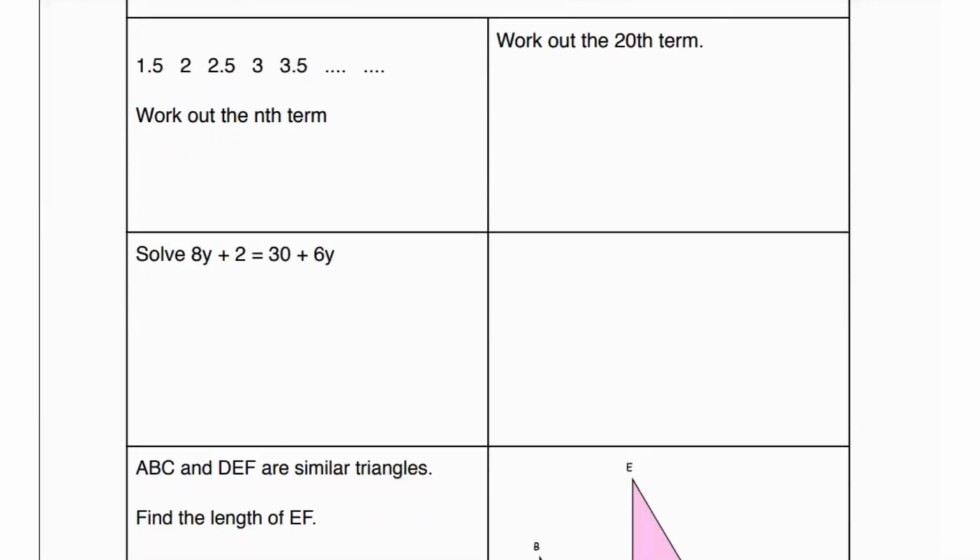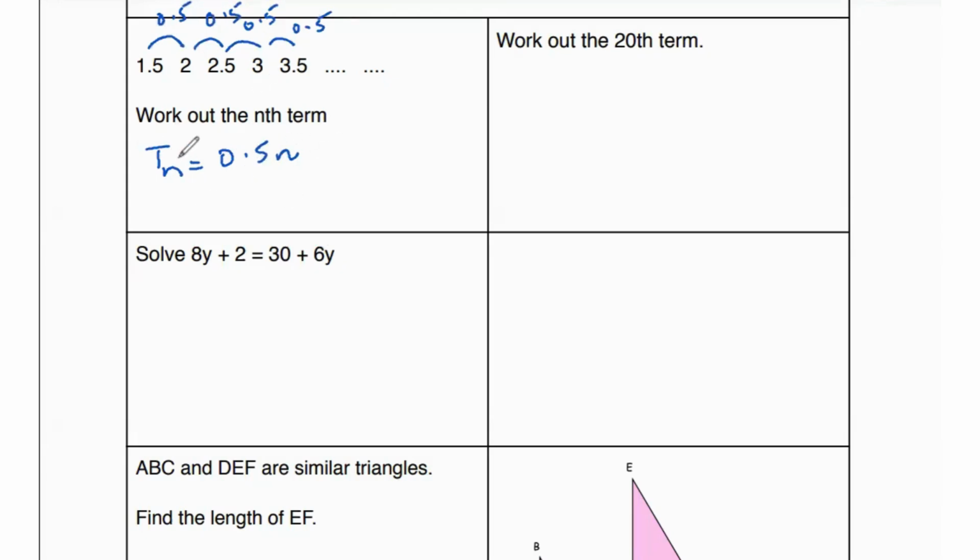The next question says 1.5, 2, 2.5, 3, 3.5, and so on. These are the numbers in a sequence. We have to work out the nth term. To work out the nth term, you find the common difference first. If you subtract 2 and 1.5, you get 0.5. And if you subtract 2.5 and 2, you again get 0.5. So we have a common difference of 0.5. When you're trying to find the nth term, you multiply the common difference with n. Since the common difference was being added to each consecutive term, it's going to be positive 0.5 times n.